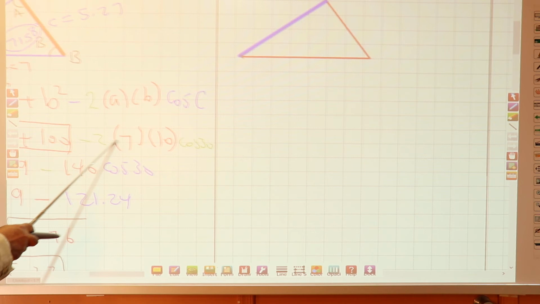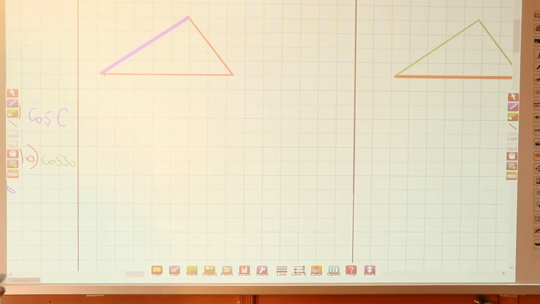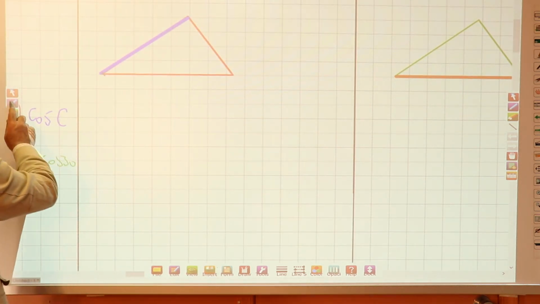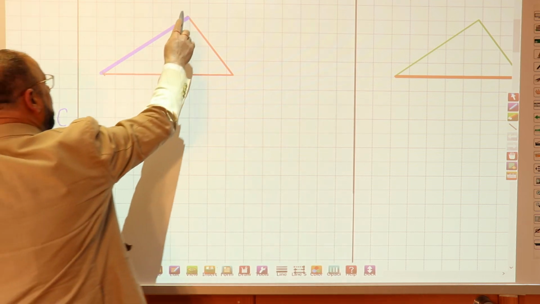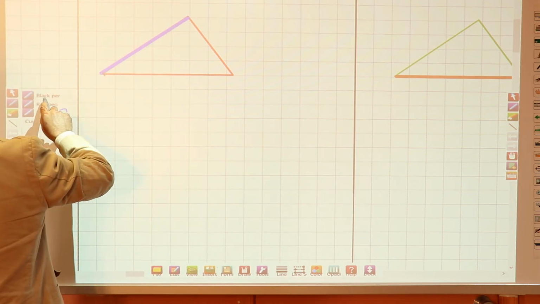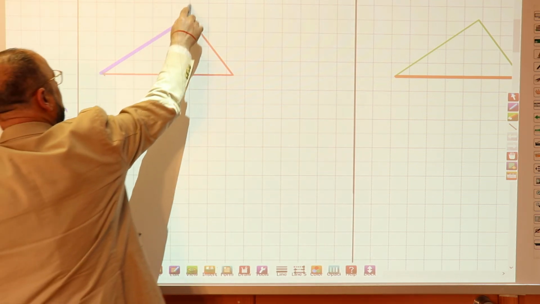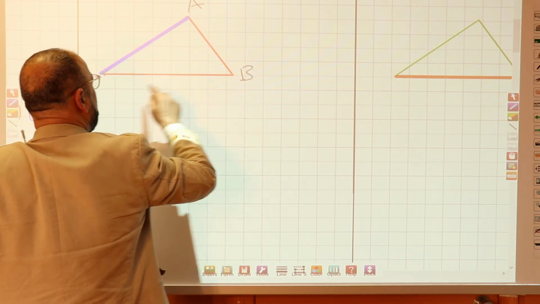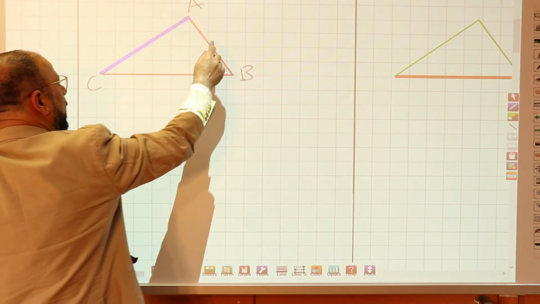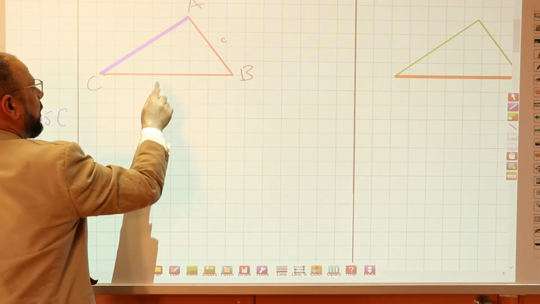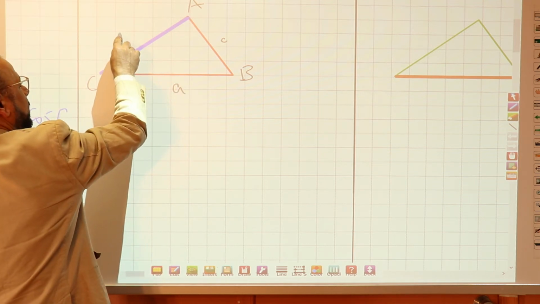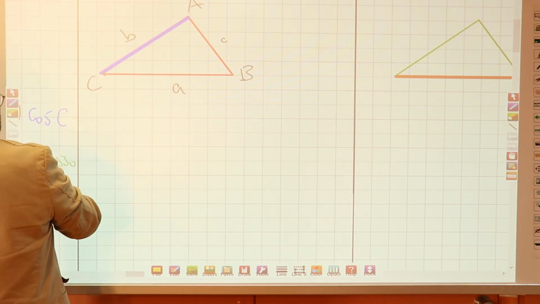Let us go to the second example. Now, here's the same thing. A, okay, A, B, C. Now, this side C, this side A, and this side B, what we're looking for, the blue.